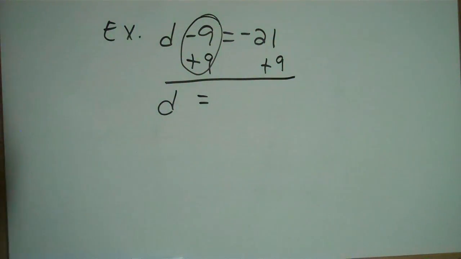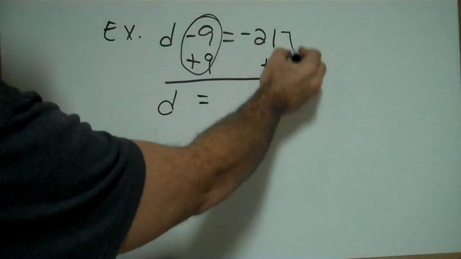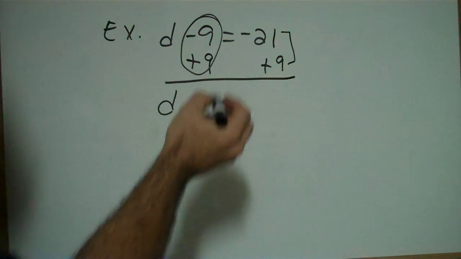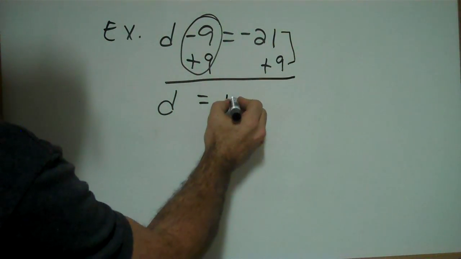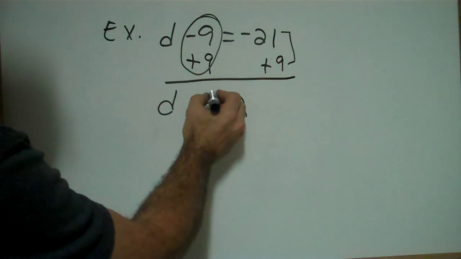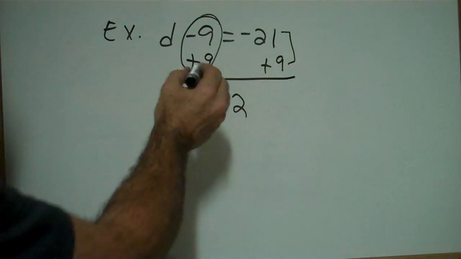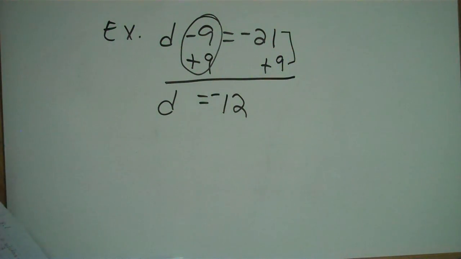So then I got my equal sign. Now, I'm adding unlike signs, so I subtract the numbers, and 21 minus 9 is 12. Then I get the sign of the larger number. So since the 21 was negative, I get a final answer of negative 12.